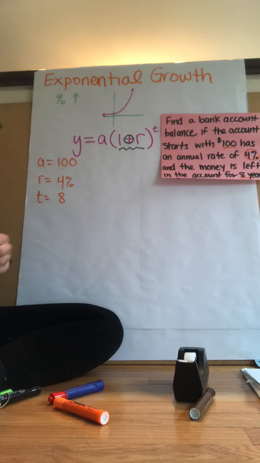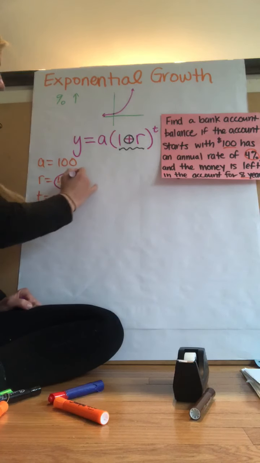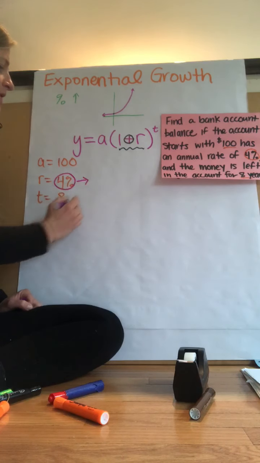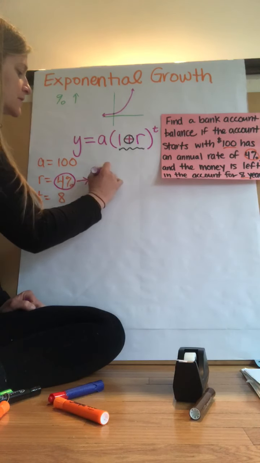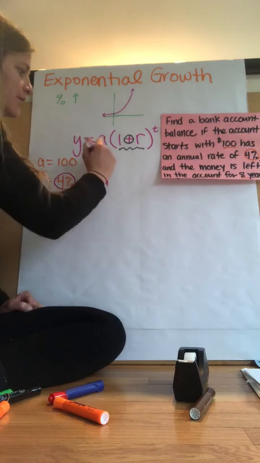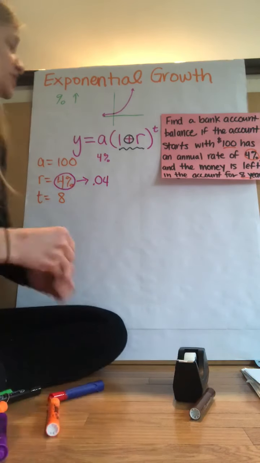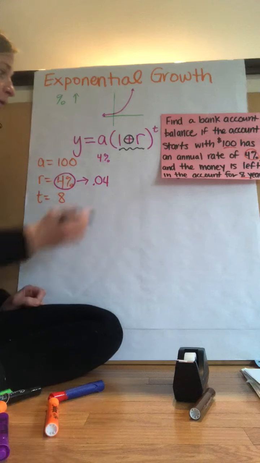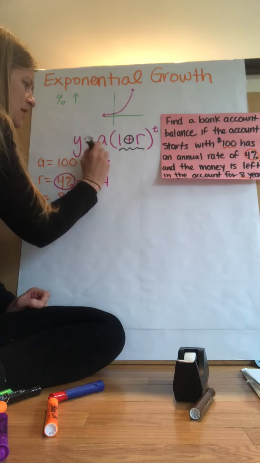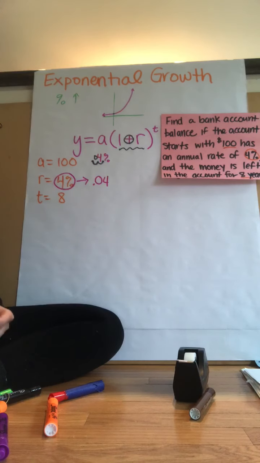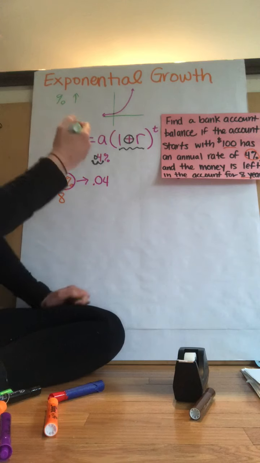So I have to first, before I can do anything, change this percent into a decimal. So 4% divided by 100 is 0.04, okay? 4%, and then I take that decimal, which happens to be following the 4, right? And I move it over once, twice, 0.04. Okay, so now I can plug this into my equation.